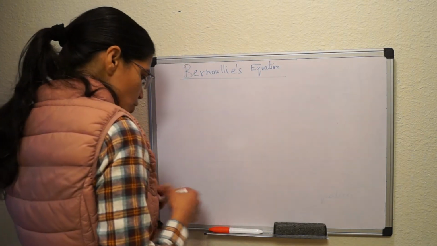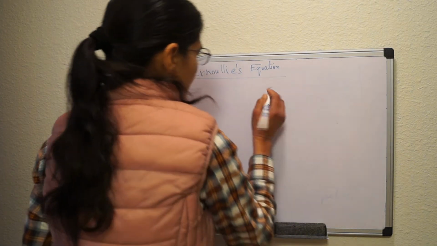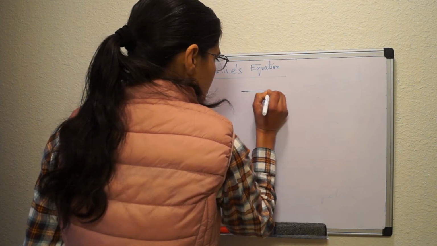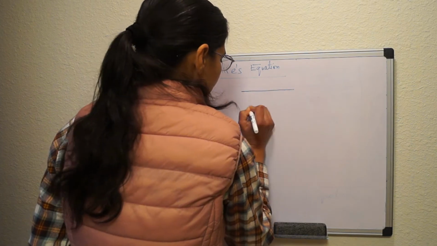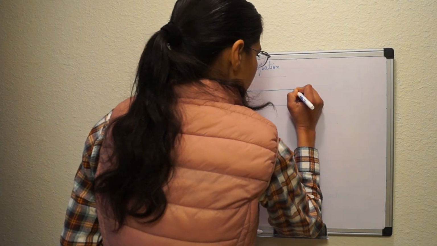Okay. So let's draw a diagram here. Again, we have a pipe, a tube, and we have a fluid.